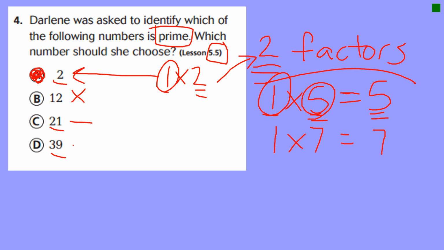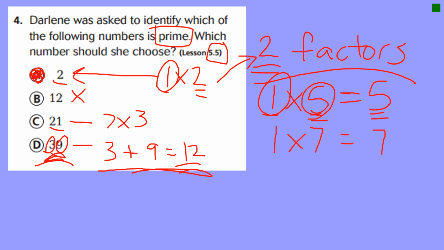Now, just to check these guys, you of course know that 7 times 3 is 21, and 39, remember your divisibility rules, right? Add the 2 digits. Remember that, guys? 3 plus 9, 9, 10, 11, 12. If 12 is divisible by 3, 39 is divisible by 3, which means it is not prime. Those divisibility rules are very helpful.